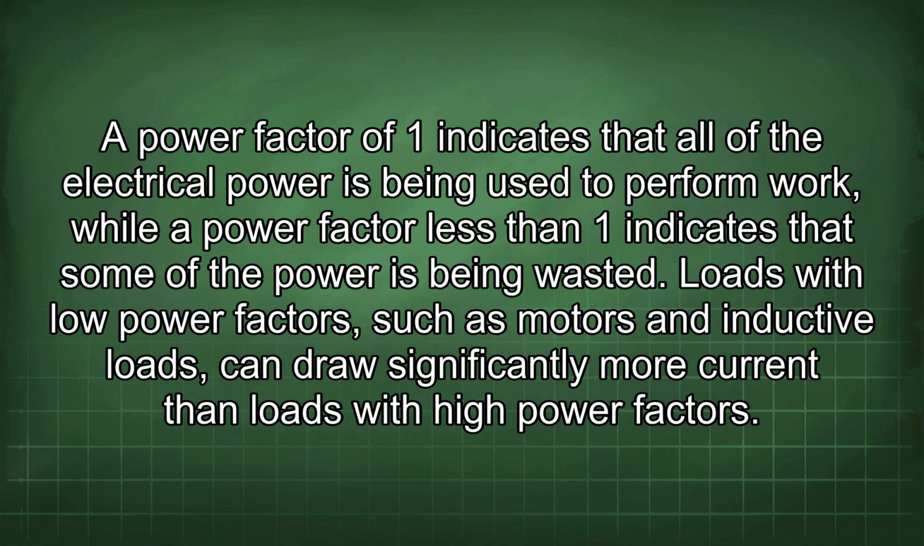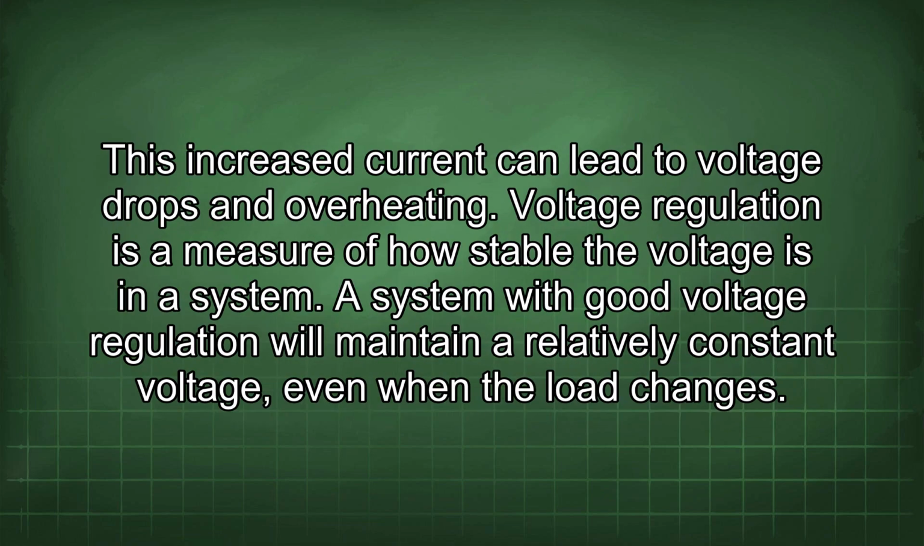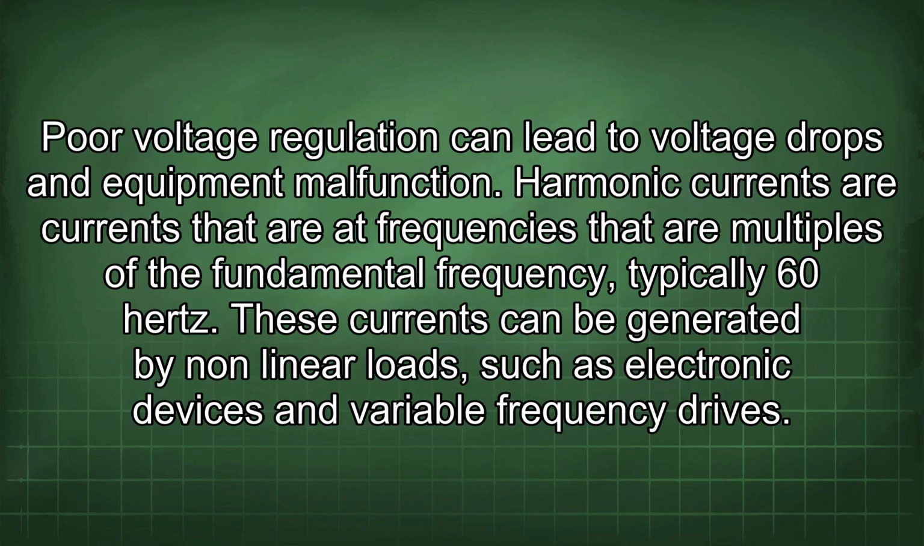Loads with low power factors, such as motors and inductive loads, can draw significantly more current than loads with high power factors. This increased current can lead to voltage drops and overheating. Voltage regulation is a measure of how stable the voltage is in a system. A system with good voltage regulation will maintain a relatively constant voltage even when the load changes. Poor voltage regulation can lead to voltage drops and equipment malfunction.